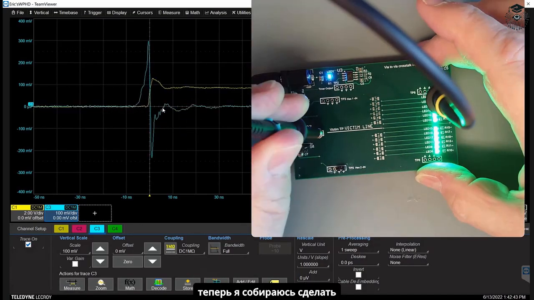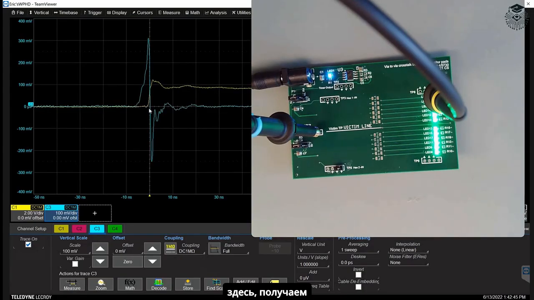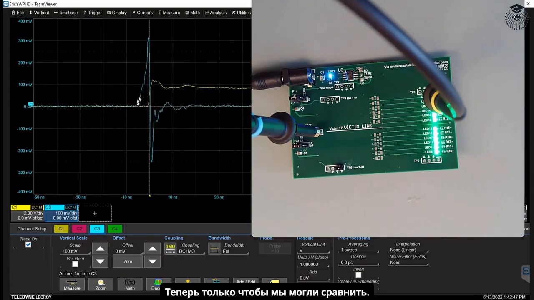Now I'm going to make a little better connection here. Here we go, a little more stable. Now, just so that we can compare, look at this voltage noise. We're at 100 millivolts per division. And so that noise between the two planes goes up 1, 2, 3, and down 1, 2, 2.5. So we have a voltage noise in that plane of about a half a volt peak to peak, a little bit more than that.